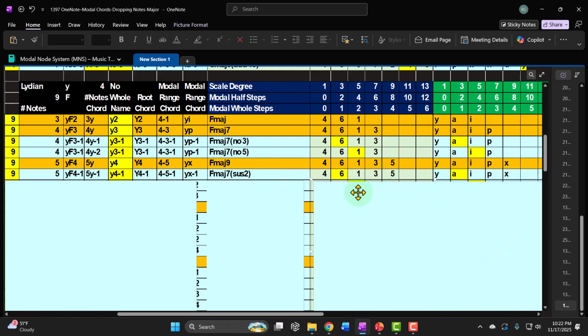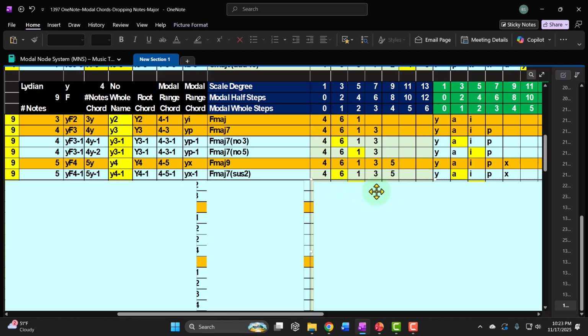What if we drop the third? Similarly to the Ionian, I could say, well, if I drop the third and I'm adding the 9, I could drop the 9 down to the equivalent octave down scale degree, which is the one we skipped, the 2, and stuff that in. So now I have an F major 7 sus 2. I'd rather call it consistently a 5Y negative 1, meaning we go up to the end point and then drop the one that's 1 modal whole step up.